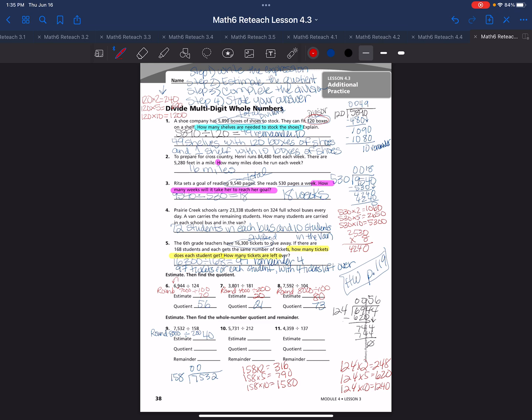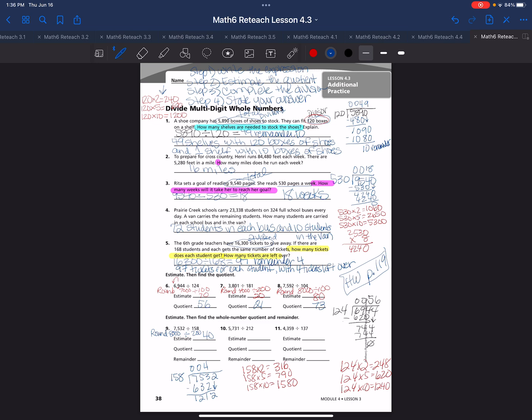Okay, here we go. So if I want to do 753, 5 is too much. So let's try 4. 4 times 8 is 32. And then 4 times 5 is 20. And then 4 times 1 is 4 plus 2. Okay, subtract. Bring down the 2.